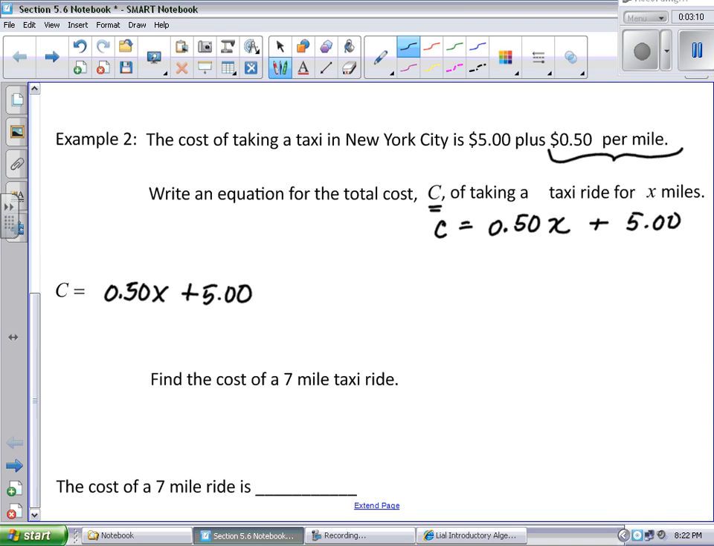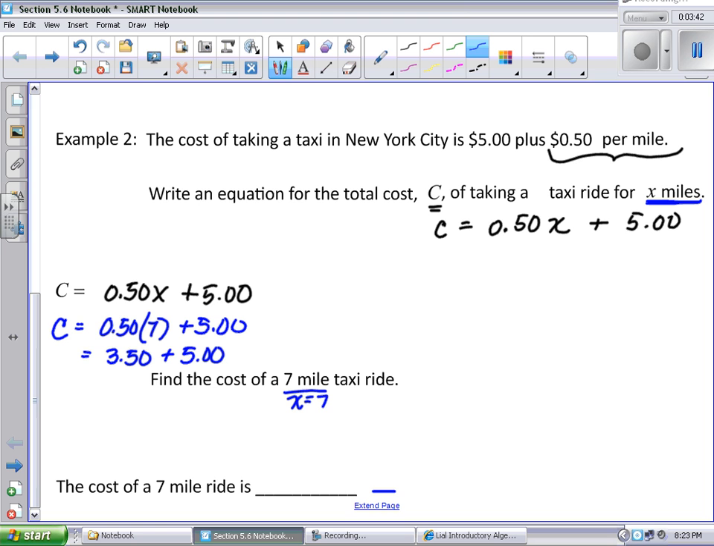Step 2 in this problem, we're going to find the cost of a 7-mile taxi ride. So is 7 going to be x or is that going to be C? In the statement of the problem, they told us x was the number of miles. So this tells us that x equals 7. If I plug 7 in here, 0.50 times 7 plus $5. This is 3.50 plus 5. I get that the cost of the taxi ride is $8.50.